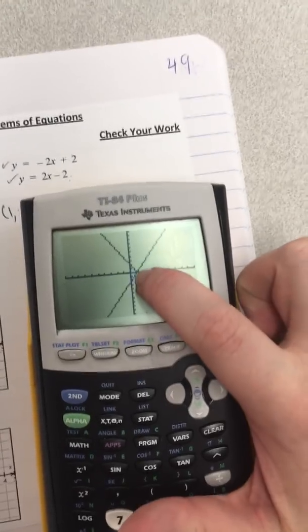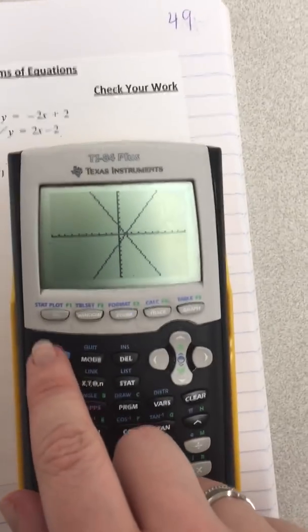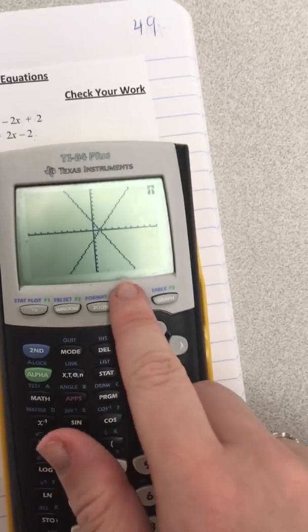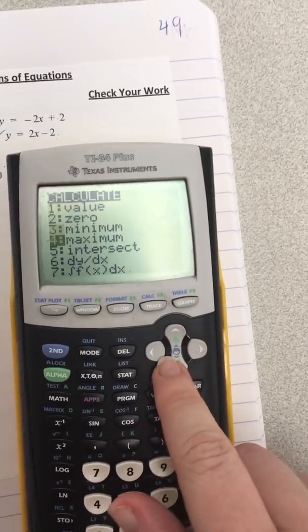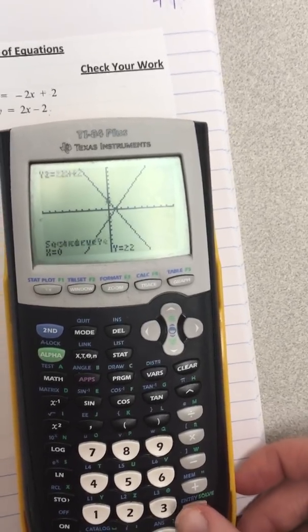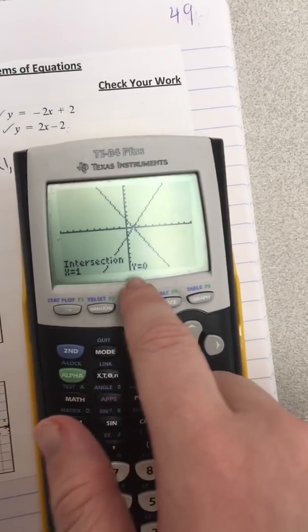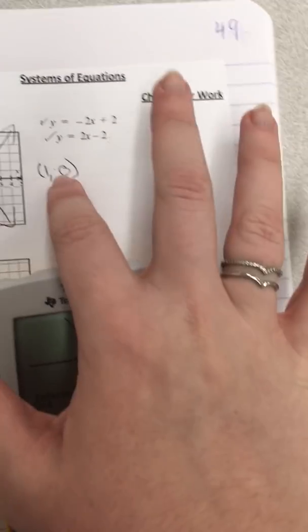Now, we want to find this intersection point, and it may be hard to see sometimes. So this is how we find an intersection point. Second, trace, number 5 for intersect, and then we're going to hit enter 3 times until we see that word intersection. Intersection, so x equals 1, y equals 0, which is what we got.